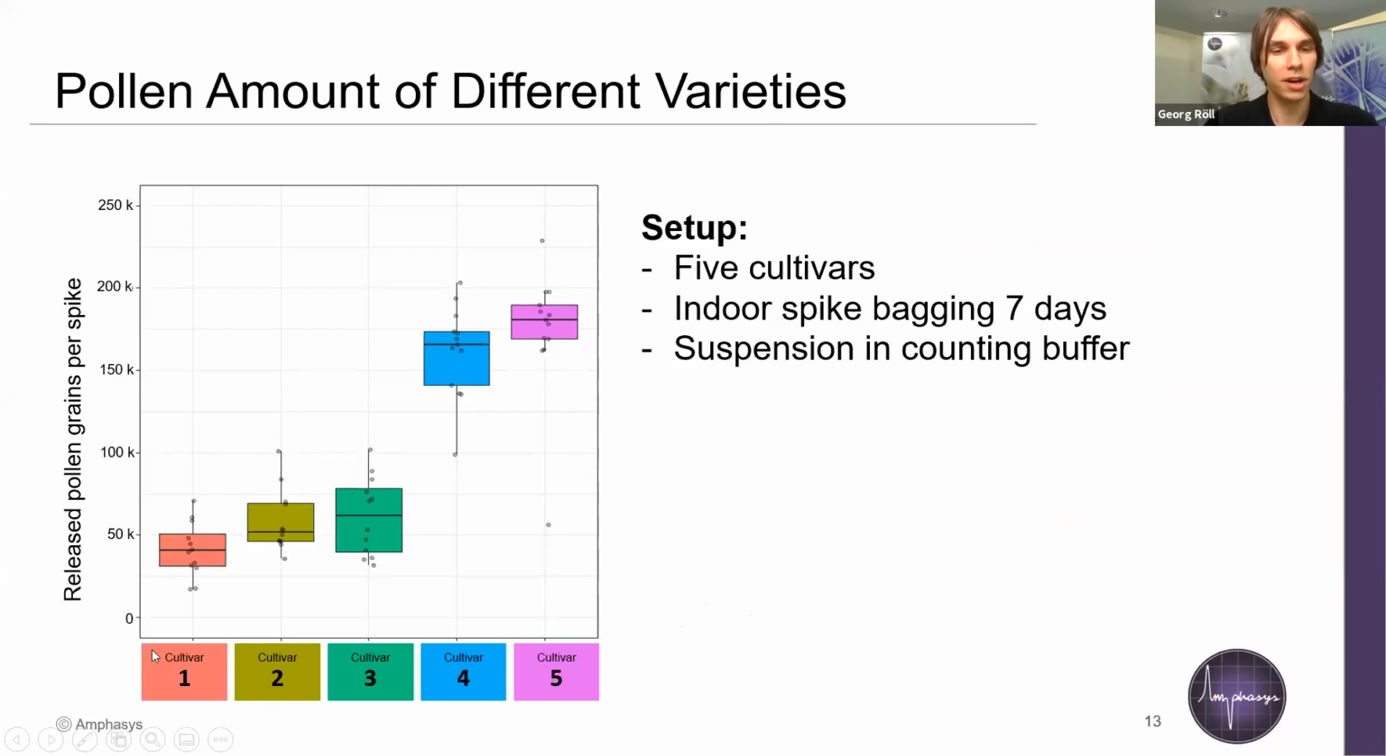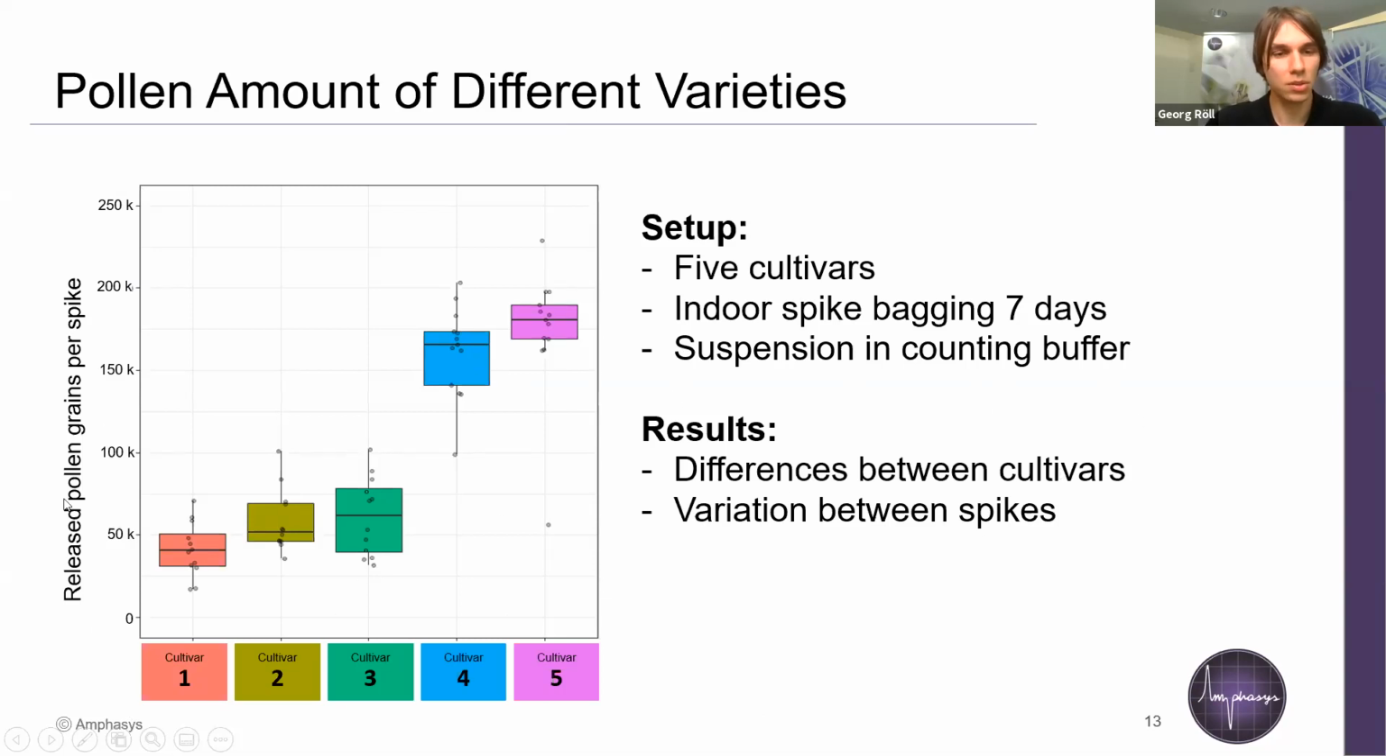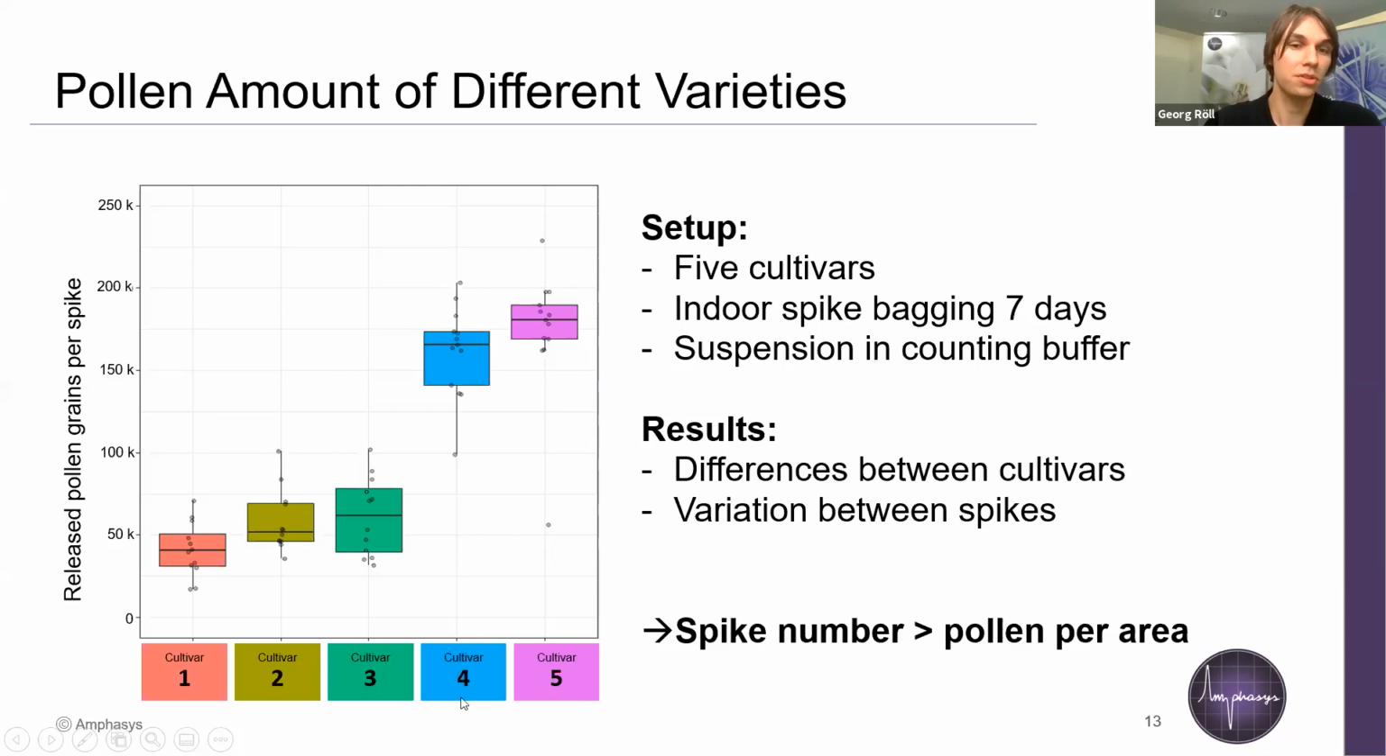So basically we were using 5 cultivars. You can see them on the x-axis, and the released pollen grains per spike on the y-axis. And we basically let the pollen shed indoors, and then we created the suspension in our counting buffer, and then we did the counting. And what we can see is that differences between the cultivars exist, and also within the cultivar we have a variation across the spikes. And what we can also say is that, for example, cultivar 4 has around 3 times the amount of pollen of cultivar 1.